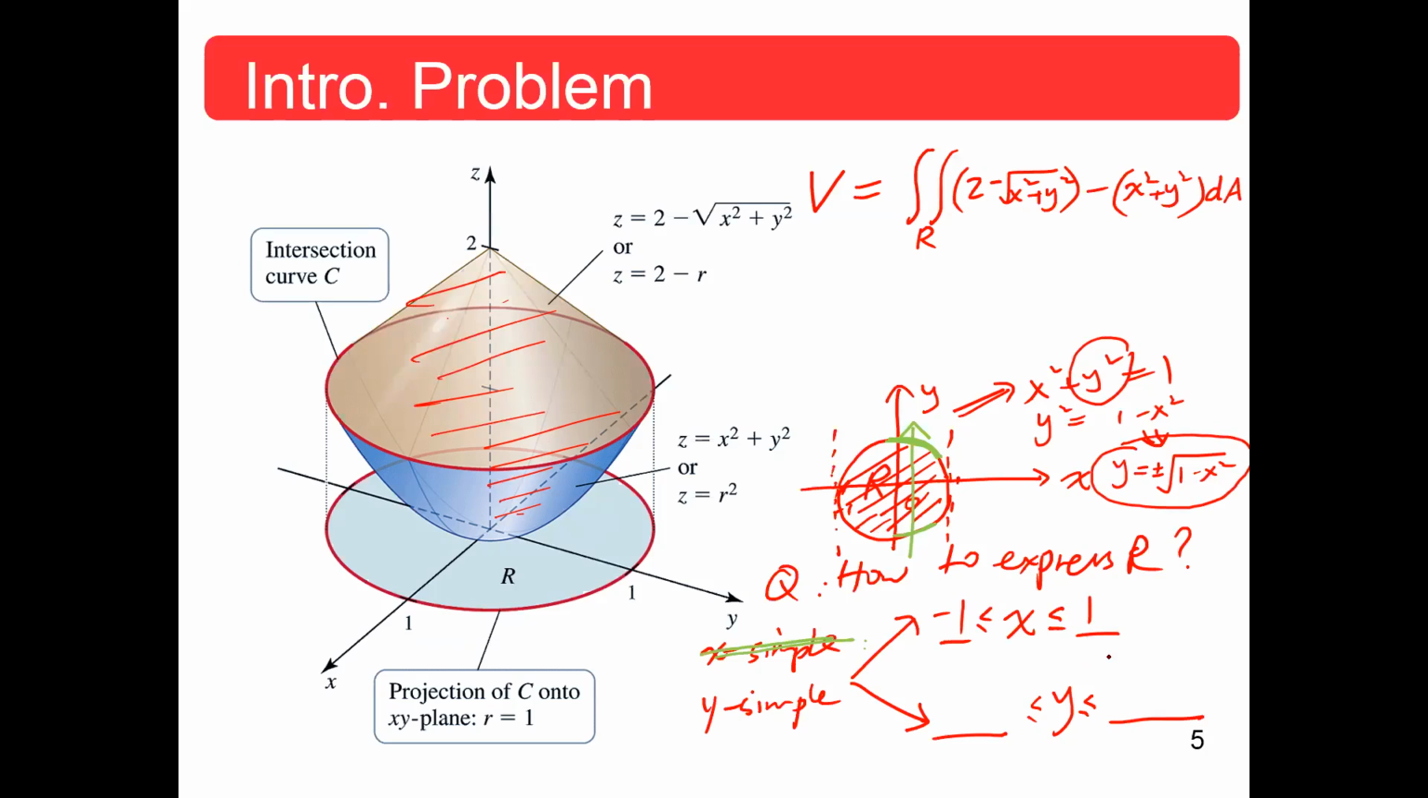So if you write it out, you should have root of 1 minus x squared as the upper bound, right? This is the top function it encounters. The bottom function it encounters will be the negative square root. So that means, yes, we can express this region R by using y simple expressions, but it looks pretty complicated, right? Especially the boundaries of y.